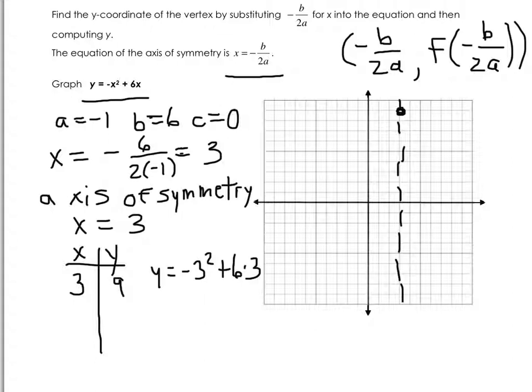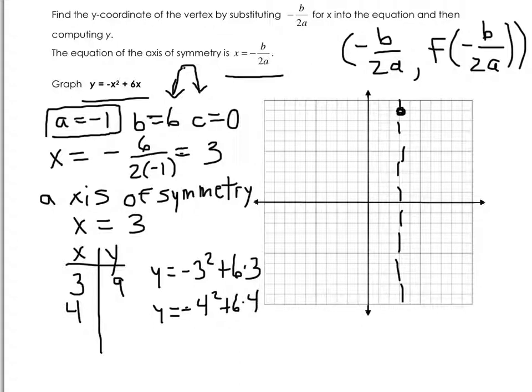Now we know that if a is positive, the parabola opens upward. If a is negative, and look at it this time, a is negative, that means the parabola opens downward. So our parabola will be opening downward. I would like some more points for this parabola. I think I'll use the number 4. That seems easy. So then we substitute 4 into our equation. Negative 4 squared plus 6 times 4. Negative 16 plus 24.